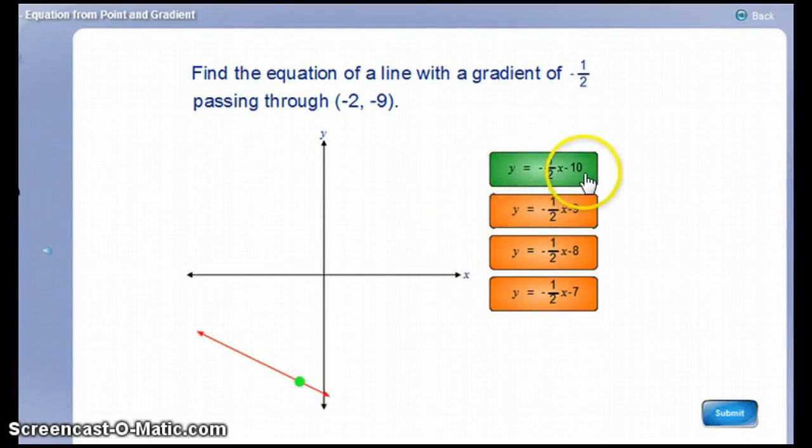y equals mx plus c. m is -1/2. c is now -10. So using your logic will help you understand this work, and I'll show you a more formal way of doing it later. But look, if you've got a picture like this, it's nice and simple once you get the hang of it.